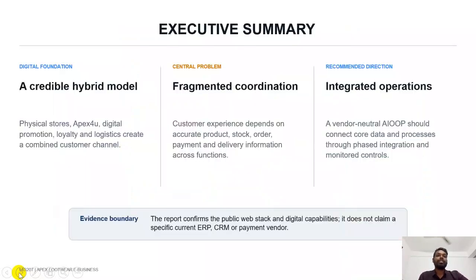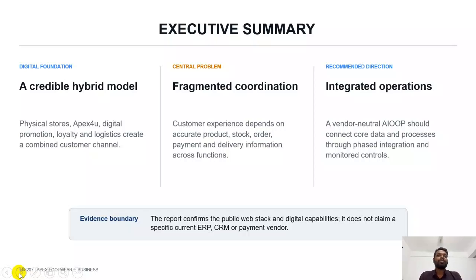Next, the executive summary. Now let me explain the central finding of our project. Apex has a hybrid business model. It combines physical stores with Apex for You digital platforms, online ordering, loyalty and service, and logistics. This means that the customer experience does not depend only on the website. It depends on whether the important information is accurate and coordinated across the organization. For example, product information, stock availability, customer information, orders, payments, and delivery information all need to work together.